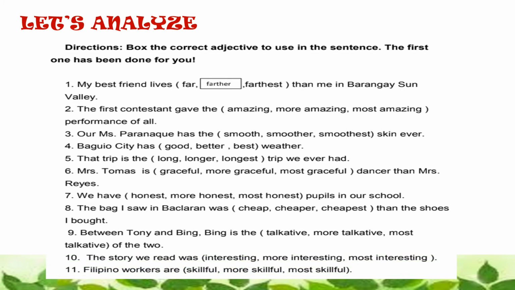Now, let's proceed to let's analyze. Direction: box the correct adjective to use in the sentence. The first one has been done for you. My best friend lives farther than me in Barangay San Valley. So the answer is farther, already given. Number two, the first contestant gave the amazing, more amazing, most amazing performance of all. So the correct answer is most amazing.